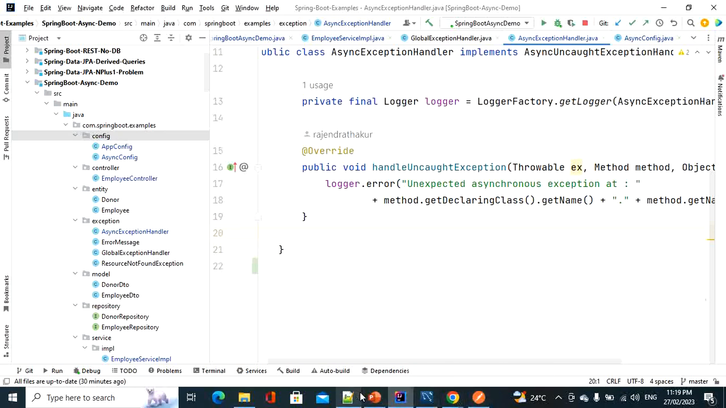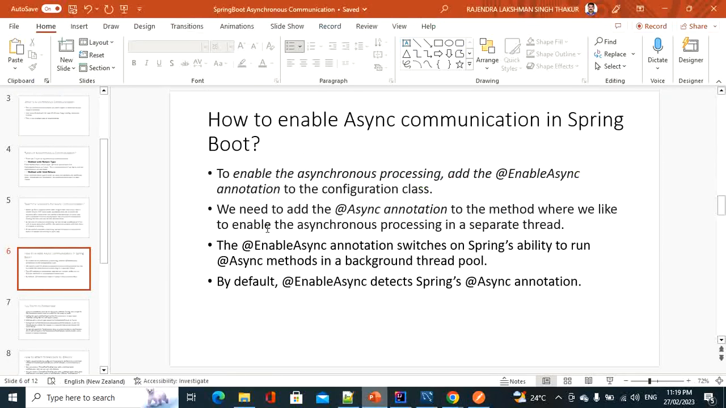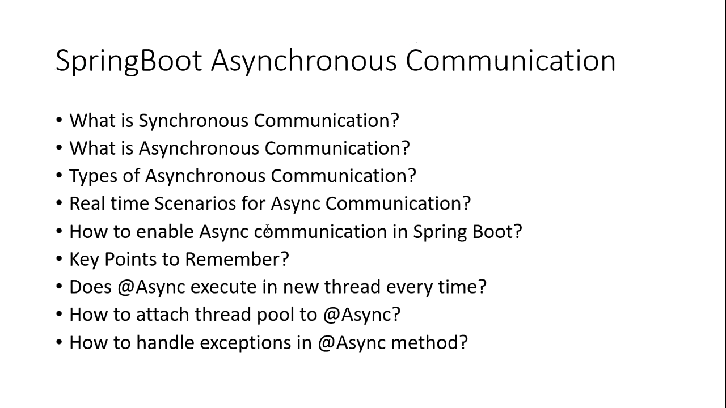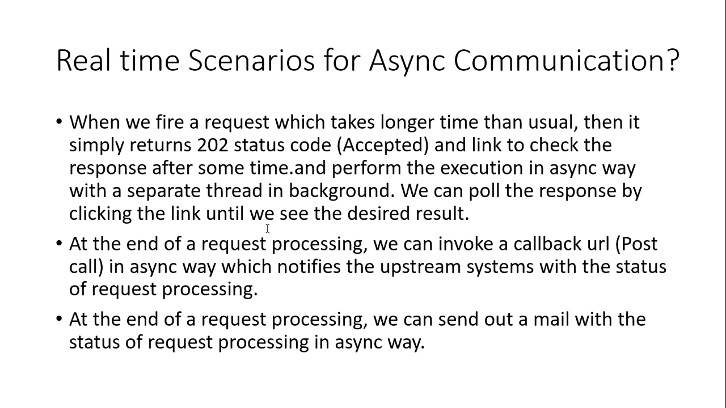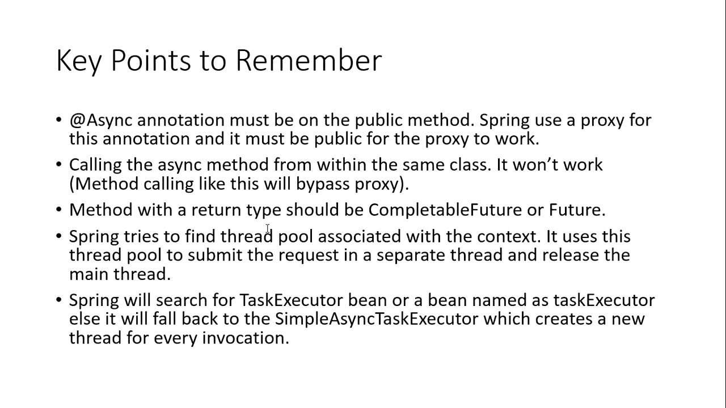Now let's jump into our slides. Till here we already discussed how to enable it. Now these are the key points to remember. The @Async annotation must be on a public method. Transactions work based on the proxy concept, so you need to always invoke those transactional methods from the previous layer. Then only it will invoke on the proxied object.